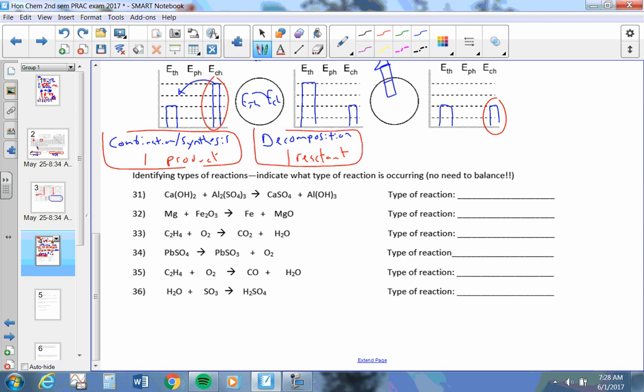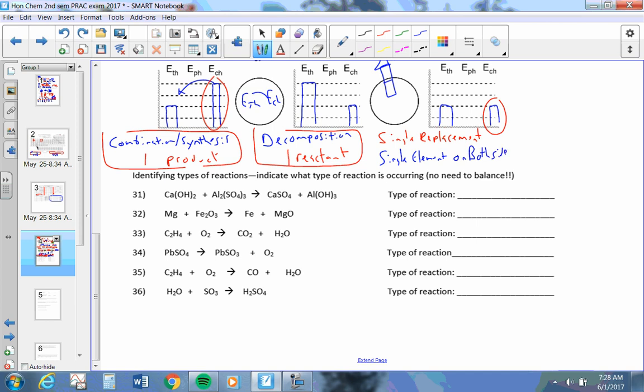The next two types to deal with, single replacement. These usually have 4 things total, 2 reactants, 2 products, but what we find is they have a single element on each side. That can be tricky sometimes, because when I say single, it isn't always one atom. Sometimes it's H2 or O2 or Cl2, but it's a single element on both sides.